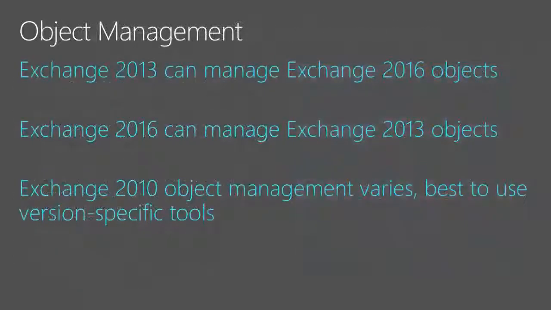All right. And the last thing I just want to mention briefly is object management. You can go up or down with object management. 2013 can actually manage 2016 objects. 2016 can manage 2013 objects. The only thing that you can't do is really manage 2010 objects with either of them, simply because of the architectural changes that we made. There have been commandlet name changes, there have been property changes, there have been parameter changes.